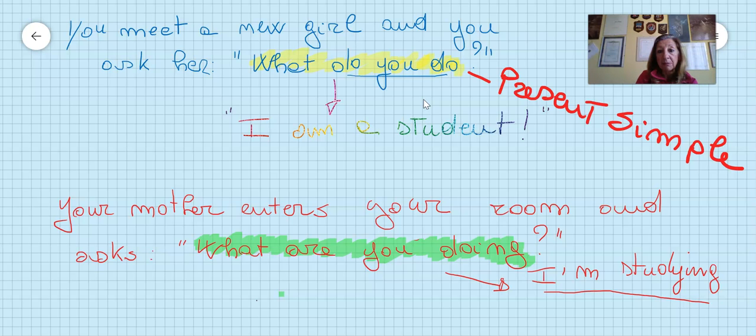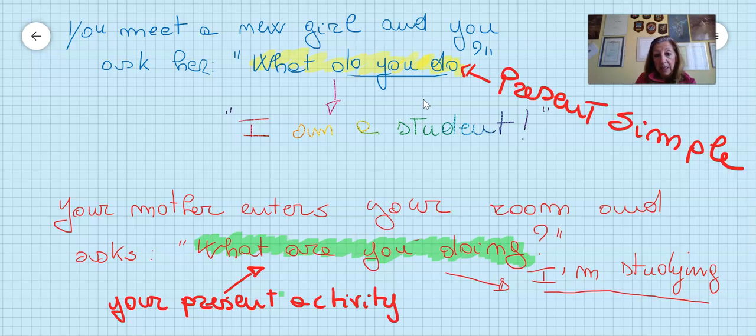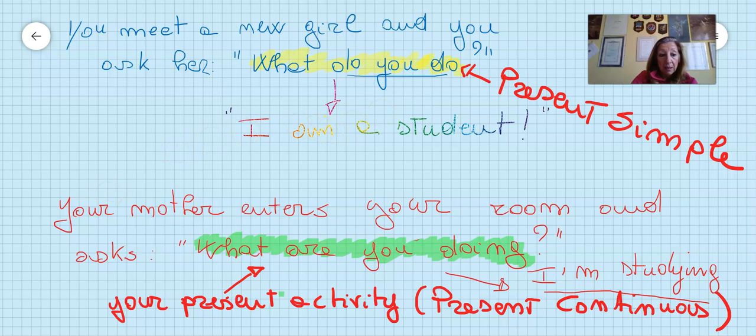Why do I use the present simple? Because I refer to your habit. What do you do in your life? Which is your activity, your everyday activity. In these other question and answer, what do I want to know? Your present activity. So I use the present continuous. Okay. Right.